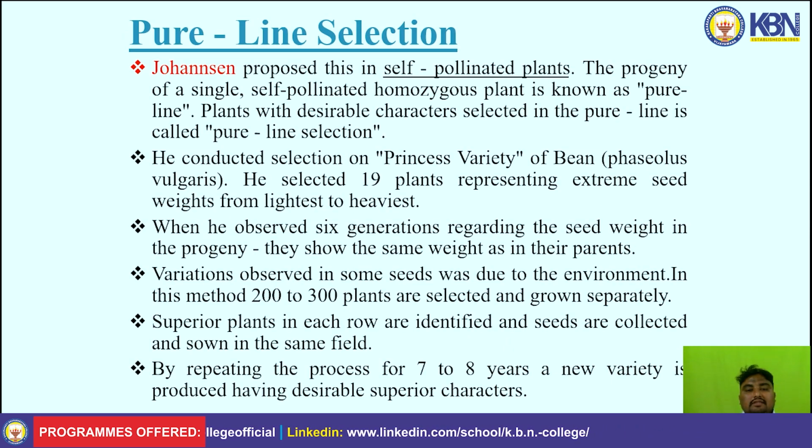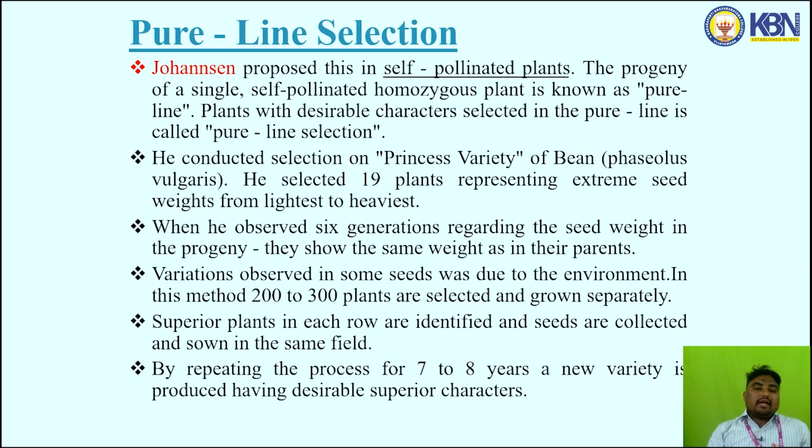Next one, pure line selection. Johannsen proposed this for self-pollinated plants. The progeny of a single self-pollinated homozygous plant is known as a pure line. The selection of plants with desirable characters in the pure lines is called pure line selection. He conducted selection on the Princess variety of bean, Phaseolus vulgaris. He selected 19 plants that represent the extreme seed weight, from the lightest to the heaviest.